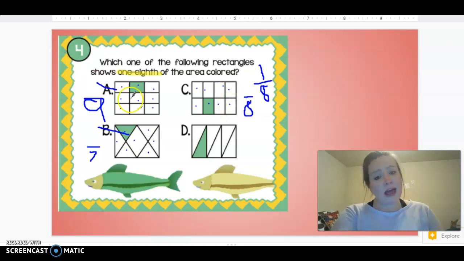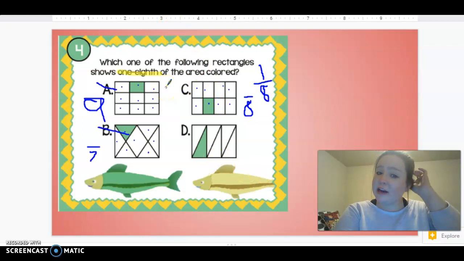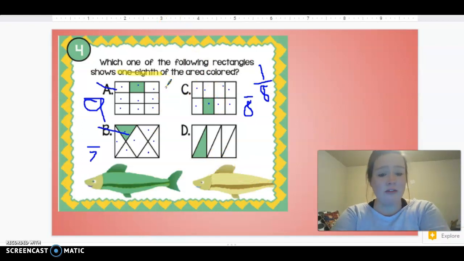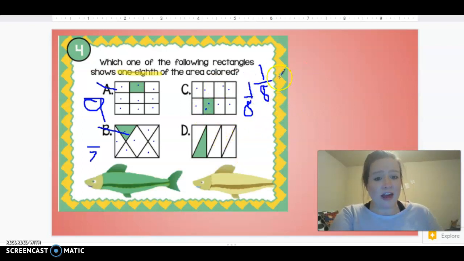8. And are all of the pieces in letter C, are all of the parts that my rectangle is divided into, are they all equivalent? Good, they are all equivalent. And how many do we have shaded in letter C? Good, just 1. So 1/8, that matches.